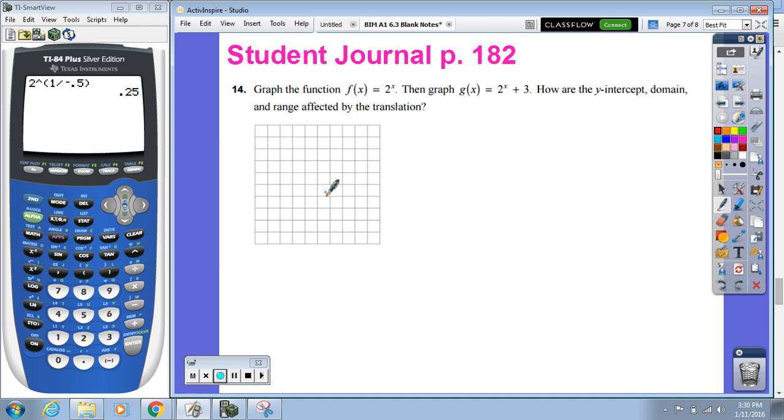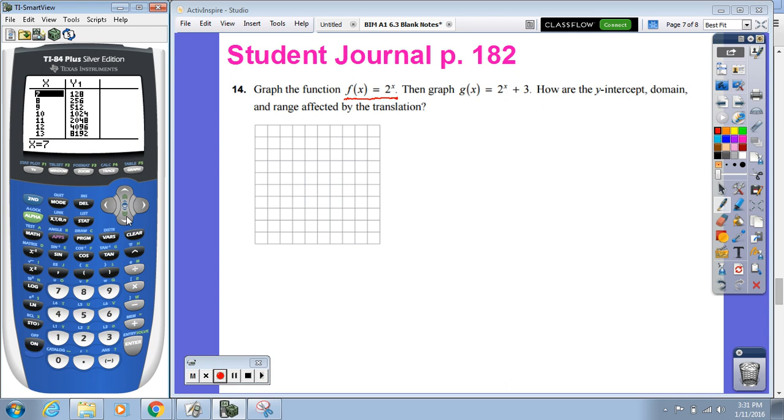Alright, this one says to graph the function 2 to the x, and then to graph this function 2 to the x plus 3. So I'm going to go ahead and do this one in red. So if we start here, once again, if you don't remember how, you can go in here and do 2 to the x. This is our parent function. We can either pull up the graph or we can pull up the table. So I'm going to go ahead and pull up the table.